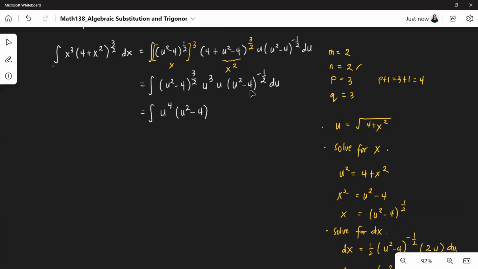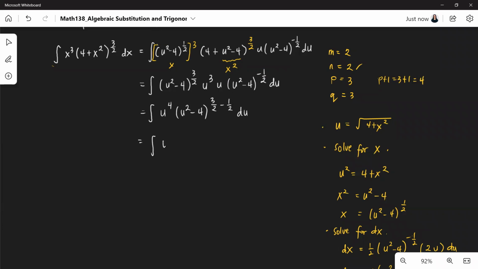And then we have u squared minus 4. So 3 halves for the first function, and then we have negative 1/2. So 3 halves plus negative 1/2 would be equal to 2 over 2, or meaning 1. Okay, so let me write that: 3 halves minus 1/2, and then, of course, the du.